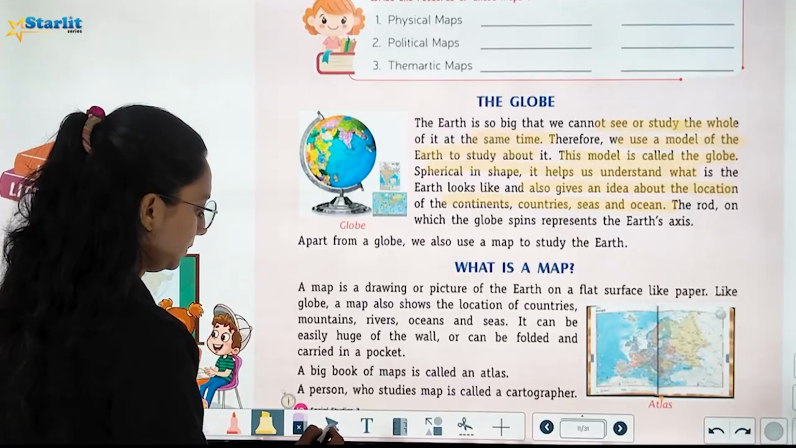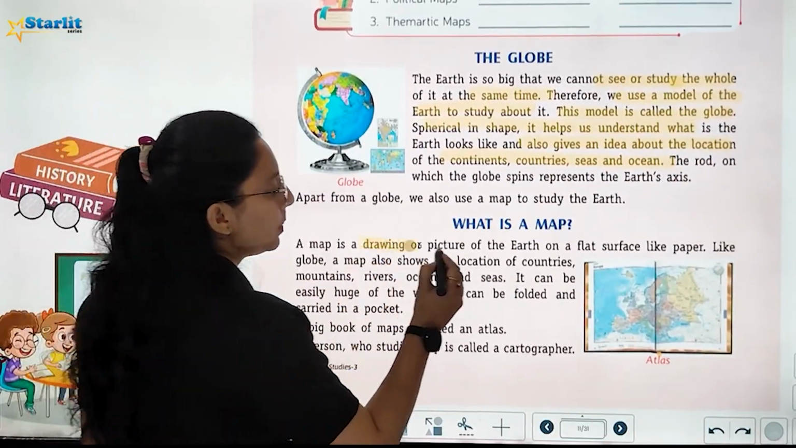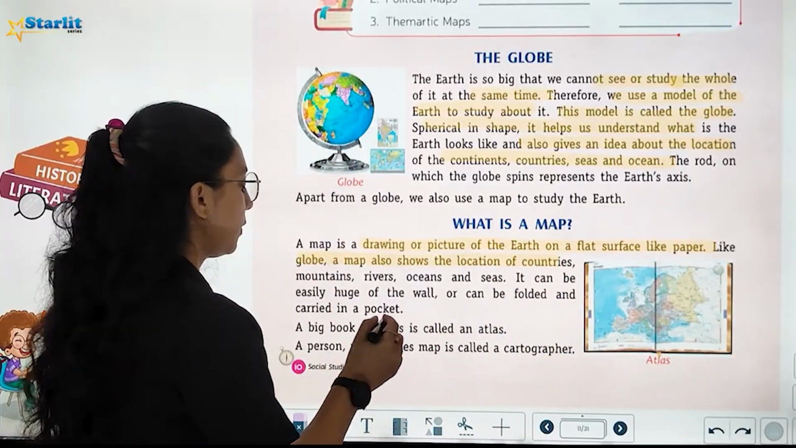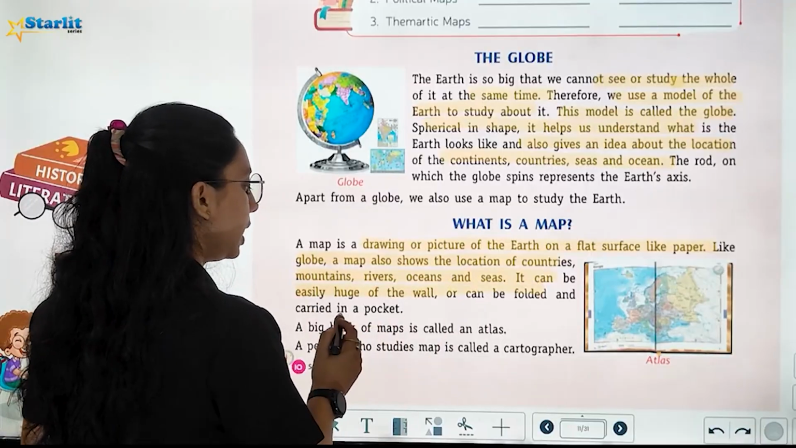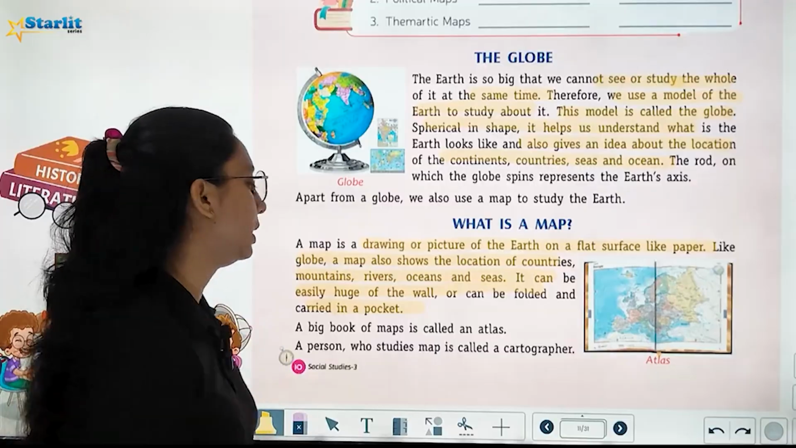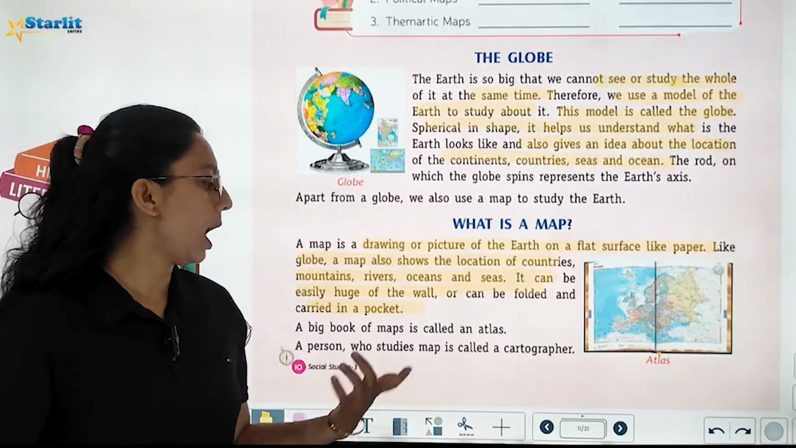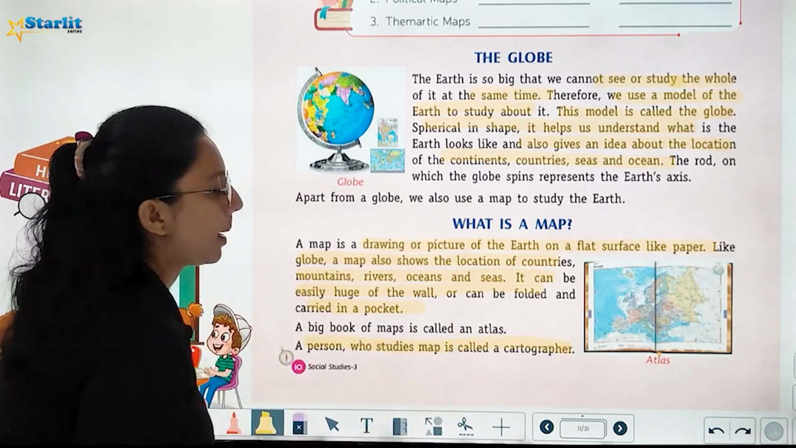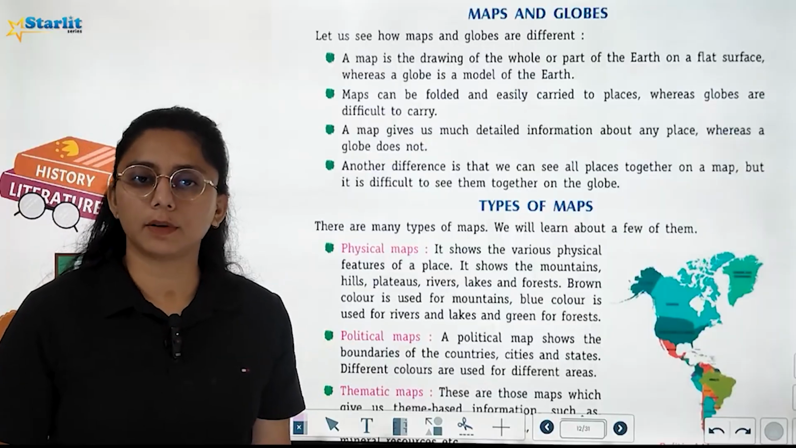Now what is map? Map is a drawing or a picture of the earth on a flat surface like paper. Like a globe, a map also shows location of countries, mountains, rivers, oceans, seas. It can usually be hung on the wall, folded and carried in a palm. You can easily fold it, carry it, hold it. A big book of maps is called atlas. The person who studies maps is called cartographer.